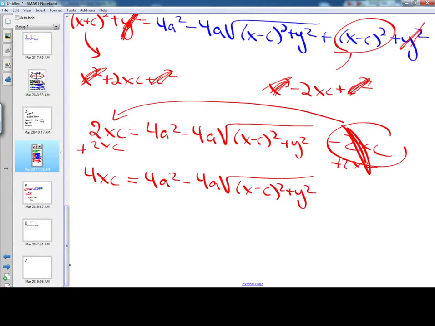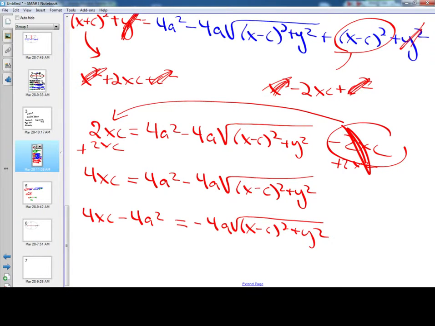I moved the negative 2xc. I went plus 2xc. So that cancels. Okay. Now, here we go. I still have one radical over here. I want to get rid of that. So I'm going to have to move some stuff over. This becomes 4xc minus 4a squared equals negative 4a square root of x minus c squared plus y squared.